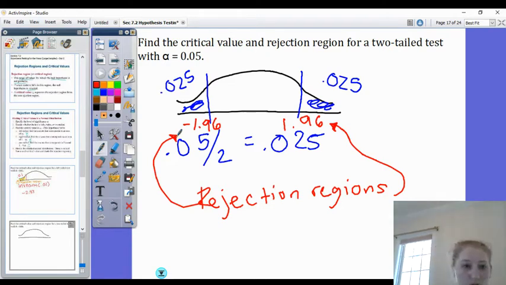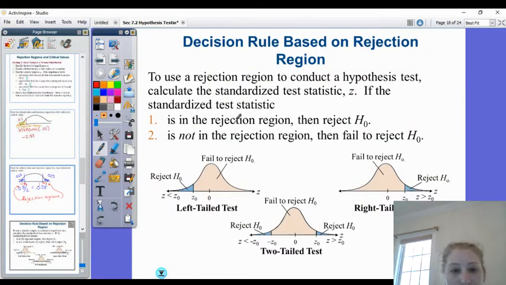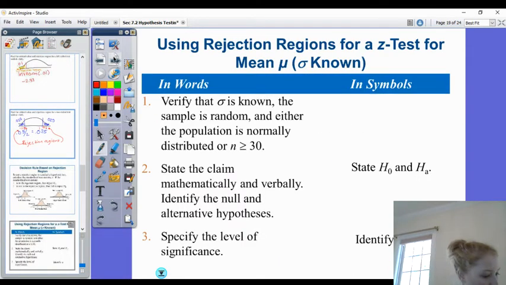All right, so let's have a little summary of the rules. Okay, so if your z-score is in the rejection region, you reject it. If it's not, then you don't. So here's our left-tailed test, our right-tailed test, and our two-tailed test. Okay, so let's run through the steps for doing this.